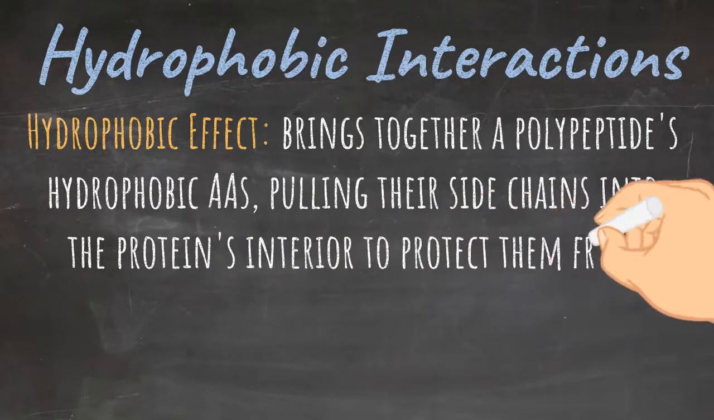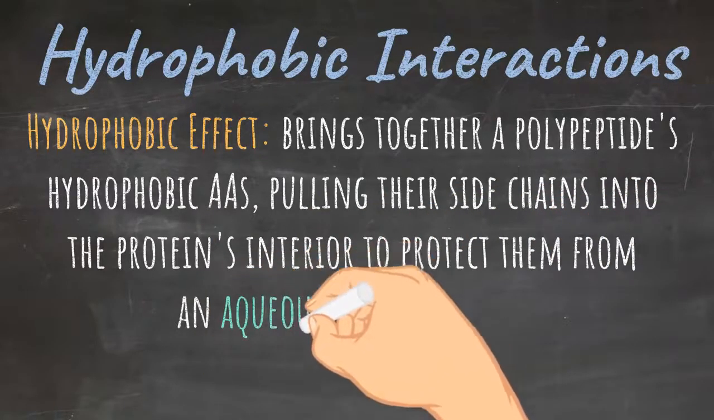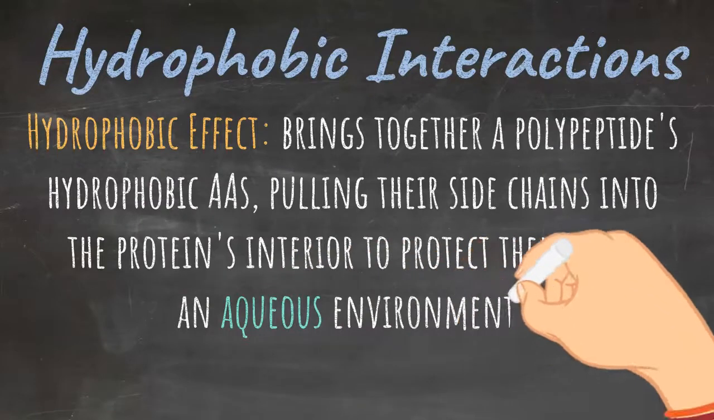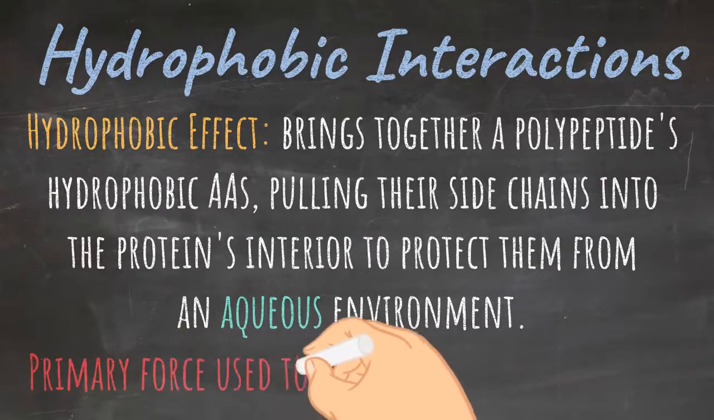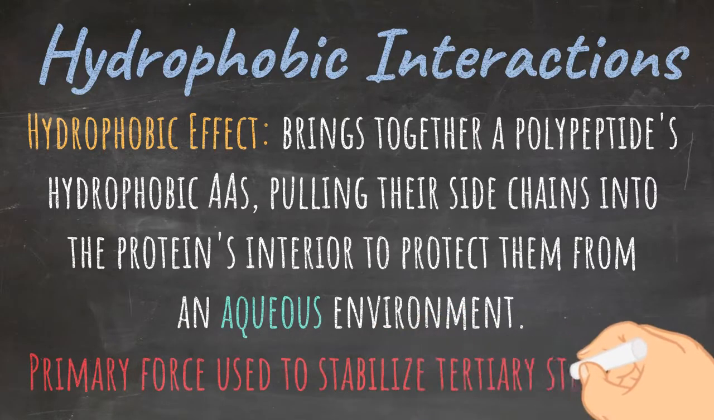So just as a quick reminder, the hydrophobic amino acids include valine, leucine, isoleucine, proline, phenylalanine, methionine, and tryptophan, along with glycine and alanine to a smaller extent. This removal of the nonpolar groups from water is known as the hydrophobic effect and is the primary force that stabilizes tertiary structures.